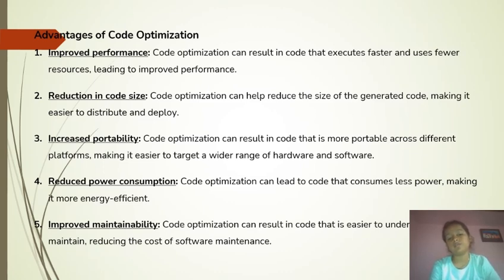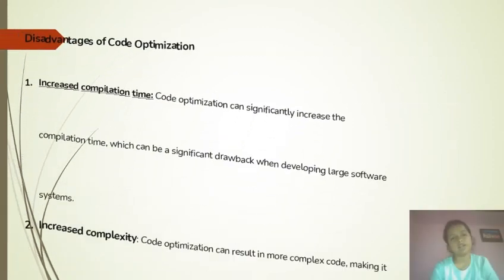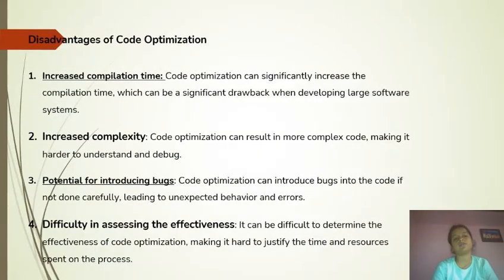Code optimization can significantly increase the compilation time, which can be a significant drawback when developing a large software system, because code optimization involves so much time to remove unwanted things from code, so compilation time will be increased.